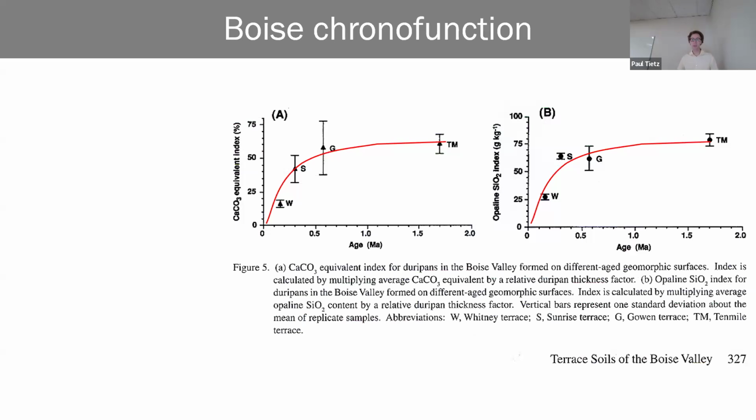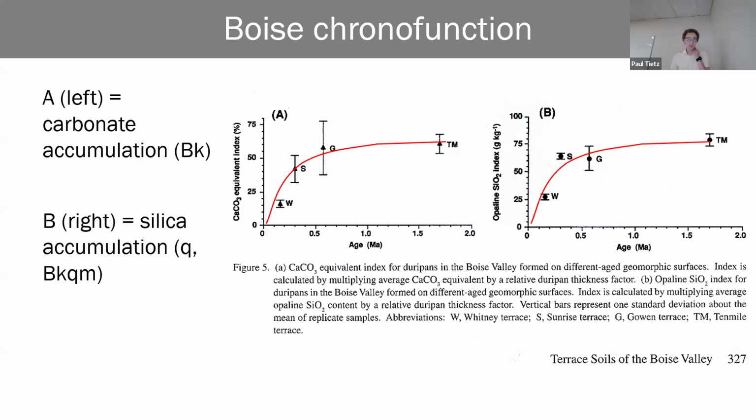So we know the ages and we know these specific soil properties such as calcium carbonate on the left here through this Bk horizon, and then also the silica accumulation, which is the q subordinate distinction within the BKQM. We can apply this function, get a prediction on it. So we could go out maybe in a similar area, characterize the amount of calcium carbonates, and obtain an approximate age based on this age model or chronofunction.